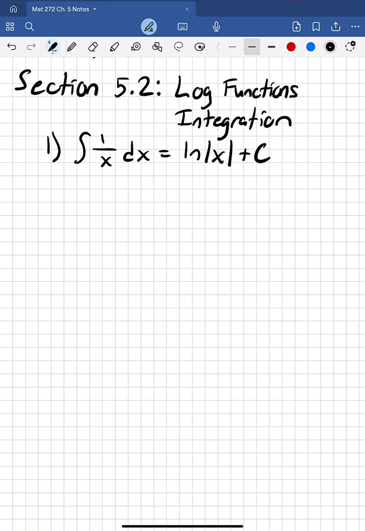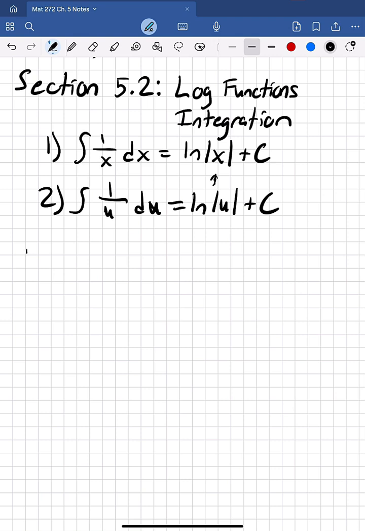Notice I did put this x in absolute values. That is because the natural log of a negative is undefined, so we have to ensure that our x is positive. Once we know that the x can only be positive, then we can drop that, and I'll show you what I'm talking about in just a bit. And if we have something that's not x, but some kind of term u, like x squared plus 1, then we can just say that's the natural log of u plus c. All right, so let's go ahead and do an example.